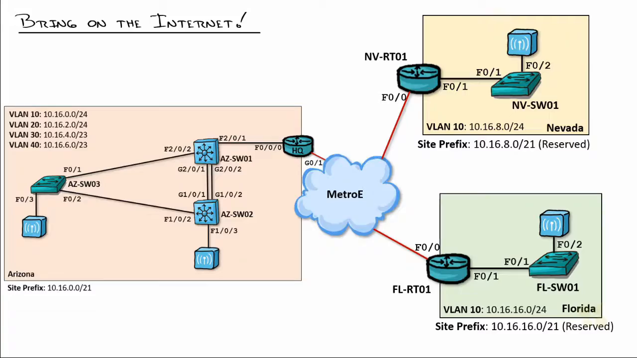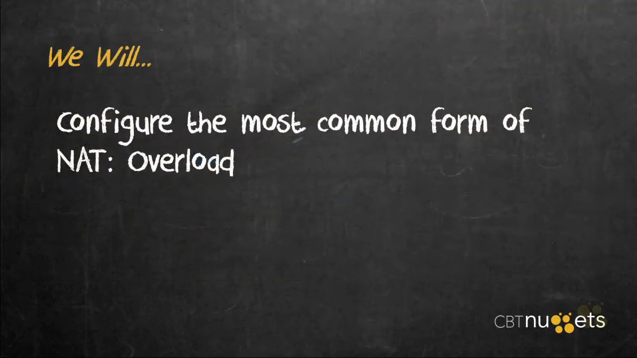So anyway, we now have the internet translated, accessed from all of the different sites in our network. NAT Overload is working. You now know the most common form of NAT. You know the most common configuration in the world, I would say dwarfed only by basic IP addressing that you apply to all of your routers.